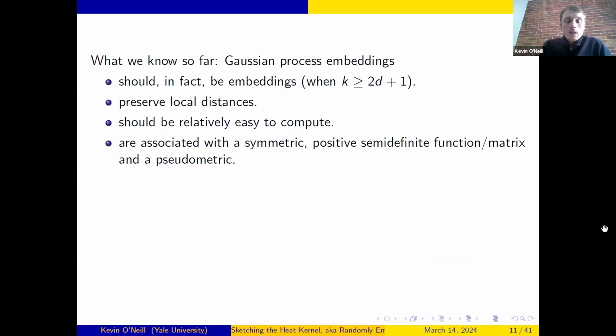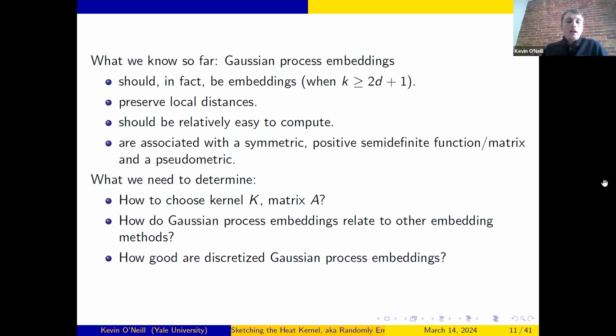All right, so what do we know so far? We have these Gaussian process embeddings. They should be embeddings. We haven't proven that for any discretization yet, but at least in the theoretical continuous realm, these are almost surely going to be embeddings. We know they preserve local distances at some level. It should be relatively easy to compute; we just have to sketch a matrix. That's pretty simple, though we haven't talked about how to get that matrix to begin with. And also, every embedding is associated with one of these matrices and a pseudometric. There are two objects that are attached.